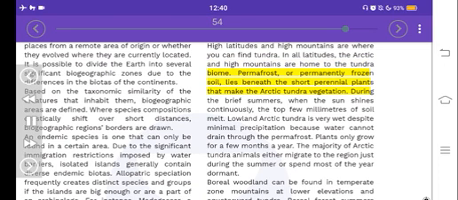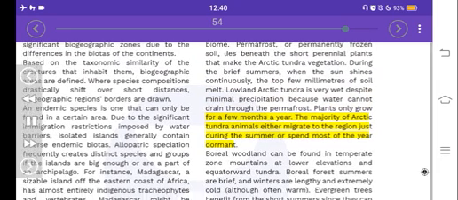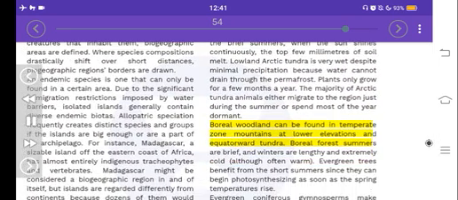Permafrost, or permanently frozen soil, lies beneath the short perennial plants that make up the Arctic tundra vegetation. During the brief summers, when the sun shines continuously, the top few millimeters of soil melt. Arctic tundra is very wet despite minimal precipitation because water cannot drain through the permafrost. Plants only grow for a few months a year. The majority of Arctic tundra animals either migrate to the region just during the summer or spend most of the year dormant.